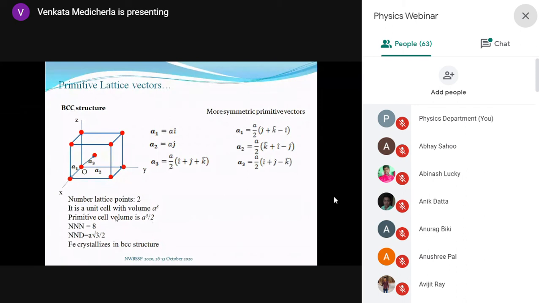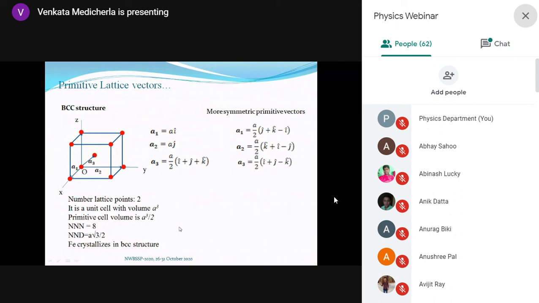Number of nearest neighbors: here it is very easy. You just stick to the central lattice point, because you have 8 corners, 8 lattice points symmetrically distributed around the body center. So the number of nearest neighbors is 8. And the nearest neighbor distance is A root 3 by 2, because the body diagonal is A root 3, and half of that is the distance. All are at equal distance from the center.